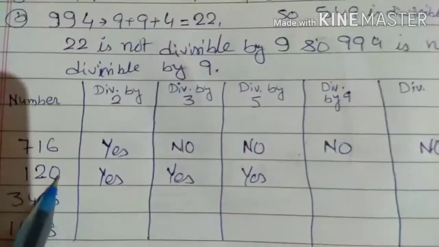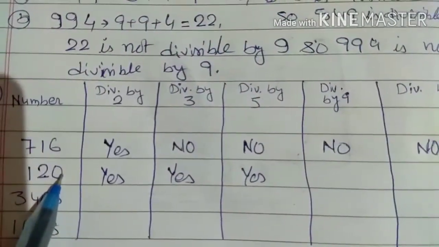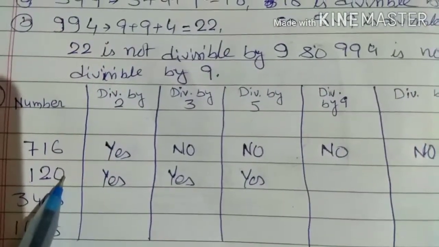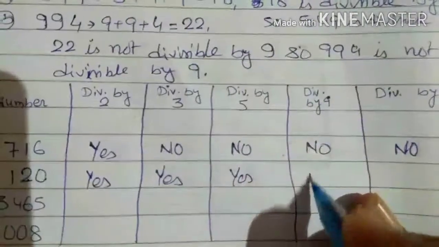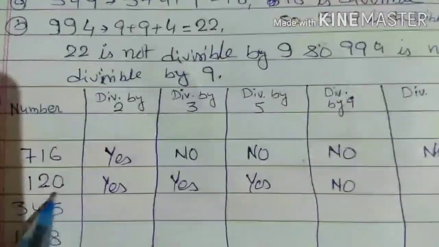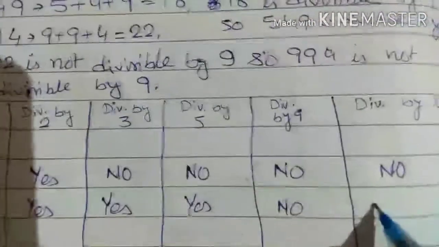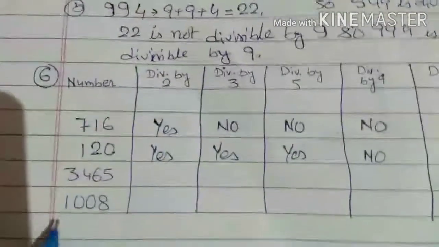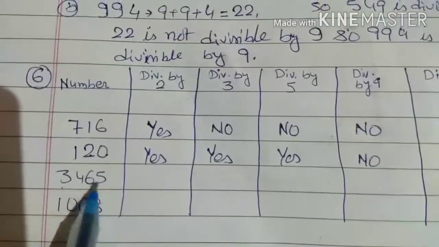1 plus 2 plus 0 is equal to 3. 3 is not divisible by 9. So this number is not divisible by 9. Its ones place is 0. So it's divisible by 10.